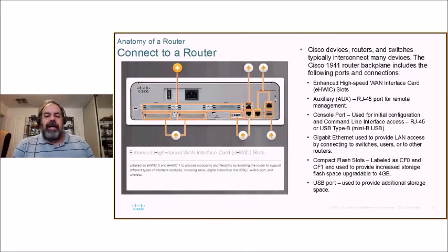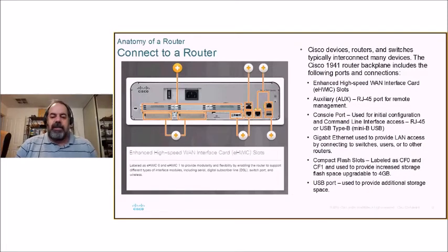So this is the backplane of the router, and this is where all the interfaces are. Again, this is a 1941. It has a whole pile of slots here that you can add extra interfaces into, and that makes this what we call a modular router. You can add interfaces to it to change how it behaves.